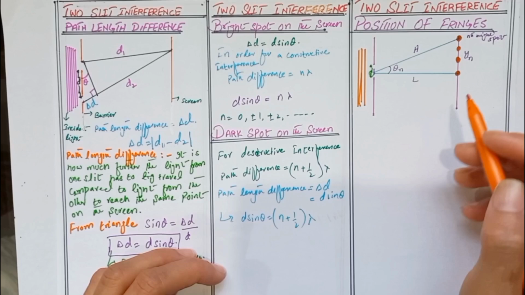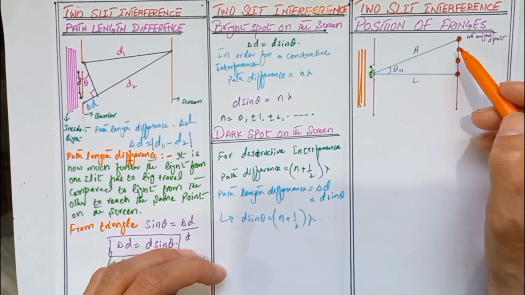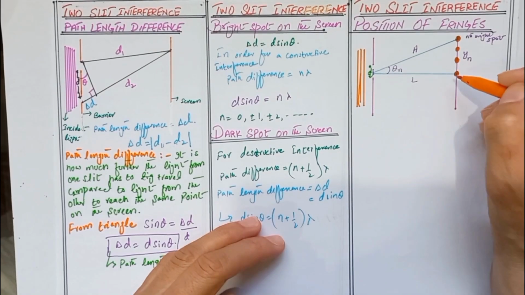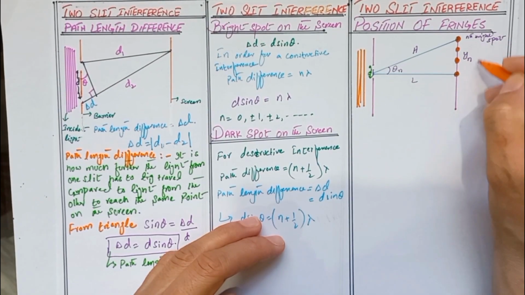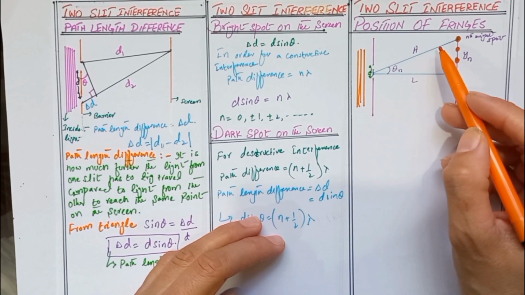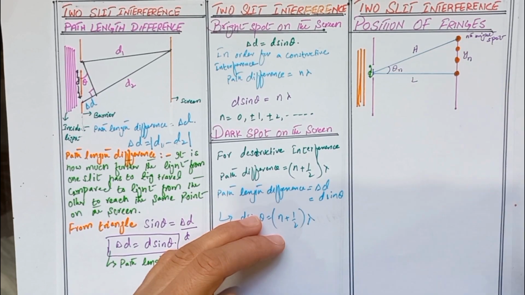Let's consider a particular bright spot. Here we can say that this bright spot is the third bright spot above the center point. We call the vertical distance from the center point of our screen y sub n. This is the path that light from the two slits would follow to reach this spot on the screen.